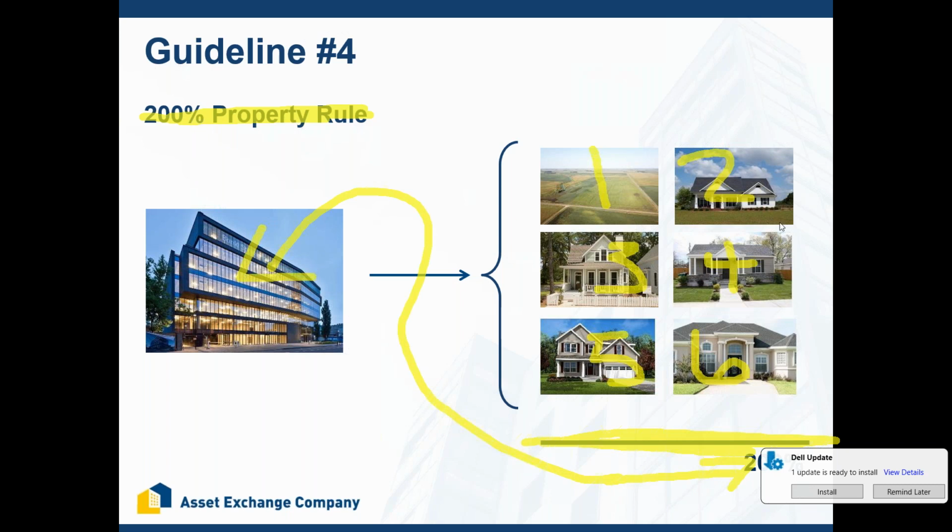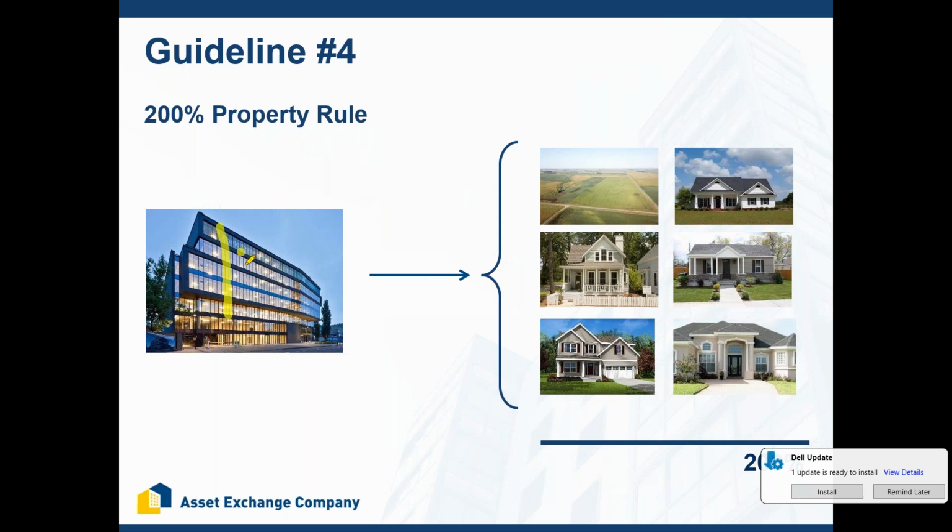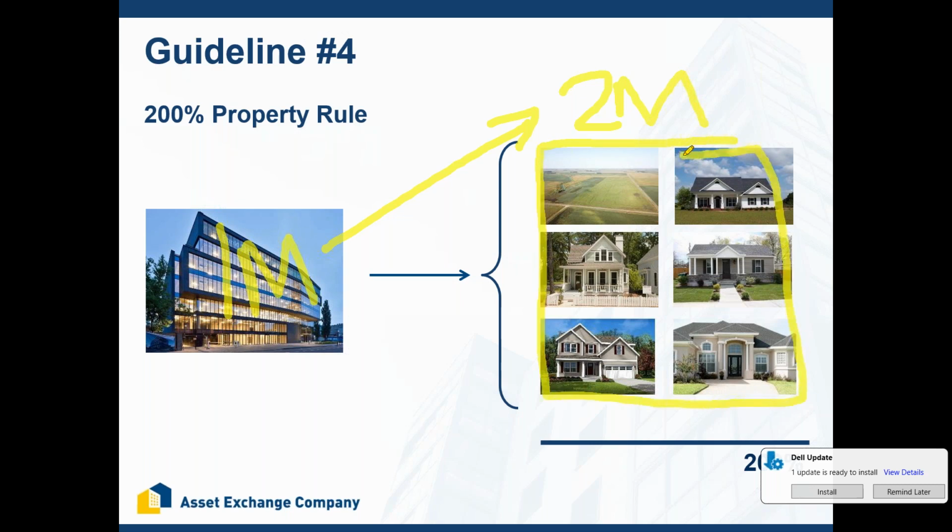So, if you sold a property for $1 million, you can identify $2 million worth of real estate. That might be 6 properties. Maybe you go out to Ohio, maybe it's 20 properties. Doesn't matter. The number is not important. What we care about is the value of all the real estate.